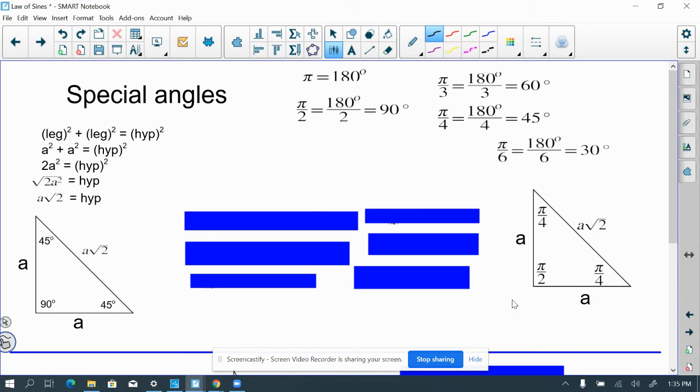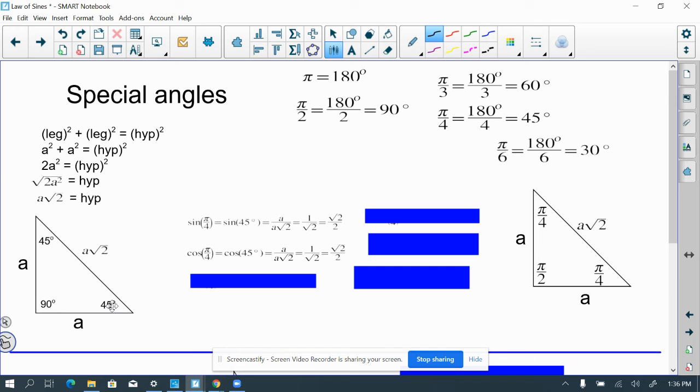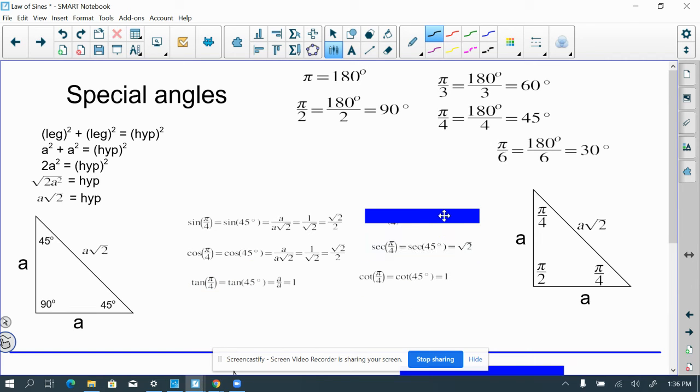Now, so what? Well, I've got a right triangle, and I can find the sine of 45, which is opposite over hypotenuse, a over a rad 2. The a's cancel out. It's 1 over rad 2. Multiply both sides by rad 2, and you get rad 2 over 2. Same thing with cosine. The cosine of 45 is adjacent over hypotenuse. It's the same ratio. Tangent of 45 is opposite over adjacent. A divided by A is 1. And you reciprocate those for the reciprocals, cosecant, secant, and cotangent.